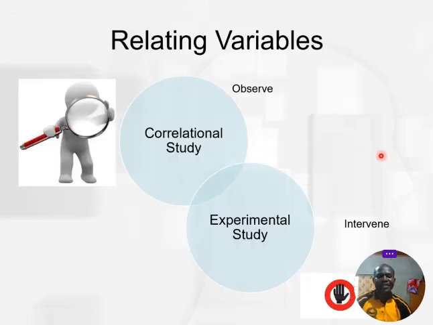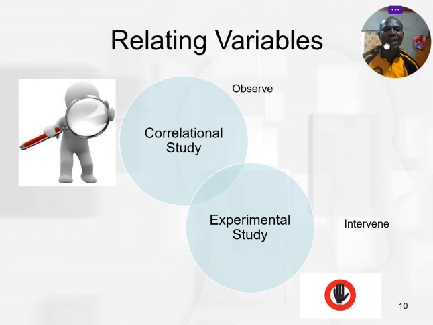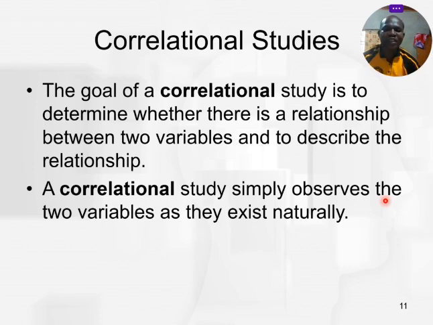Having mentioned this, it's important to understand that we can study variables in different types of research study, either a correlational study or an experimental study. When we study the relationship between two variables by merely observing them without any form of intervention, we describe it as a correlational study. But when we make an intervention on one variable, we describe it as an experimental study. In a correlational study, the goal is to determine whether there's a relationship between two variables and to describe it, simply observing the two variables as they exist naturally.